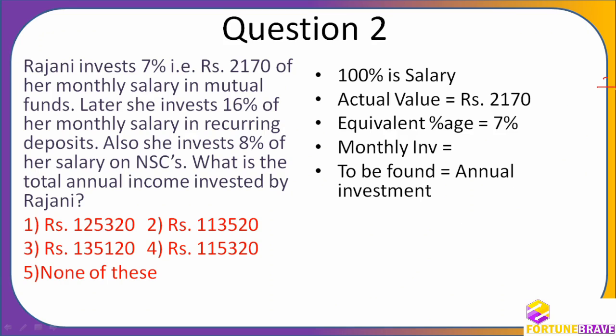Okay, where is the pen? Okay, this is on this side. Rajani invests 7%, that is 2,170 rupees of her monthly salary in mutual funds. So Rajani invests 7%, which is equivalent to 2170, of her monthly salary in mutual funds. So 7% in mutual funds. Later, she invests 16% of her monthly salary in recurring deposits. So 16% in RD, recurring deposit.